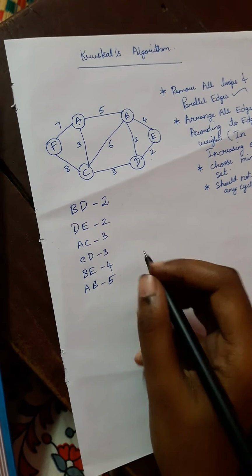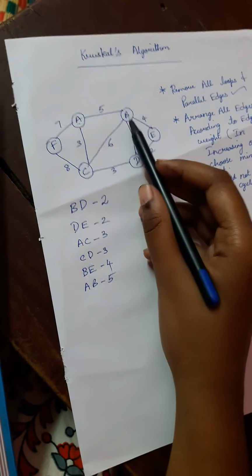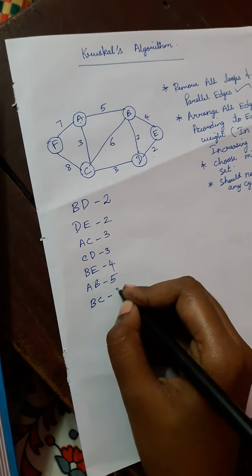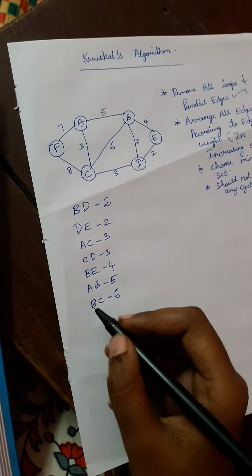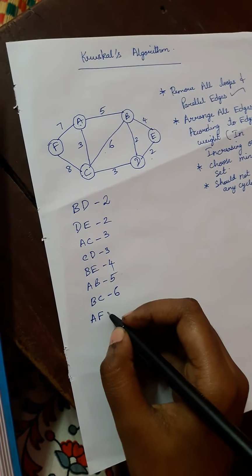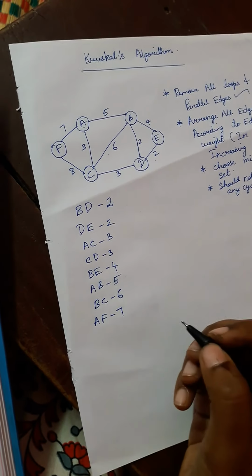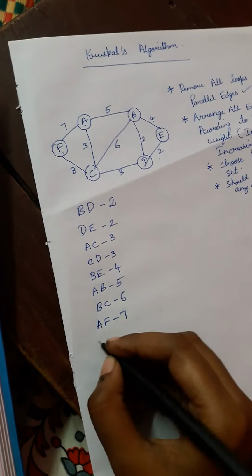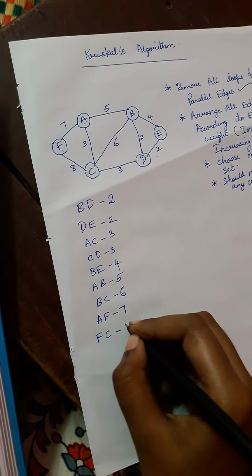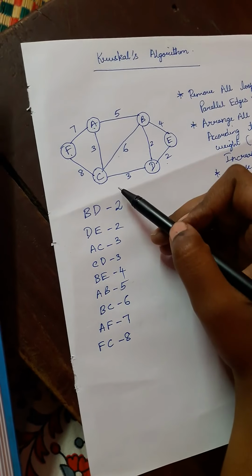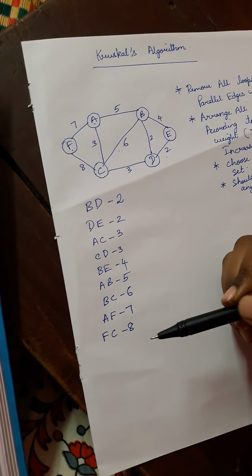Then B to C has weight 6. Then A to F is next. What is the weight? 7. Then F to C is next, with weight 8. So I think I have completed all the edges, and they have all been written here.